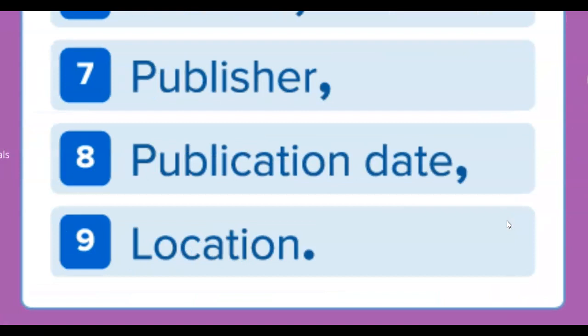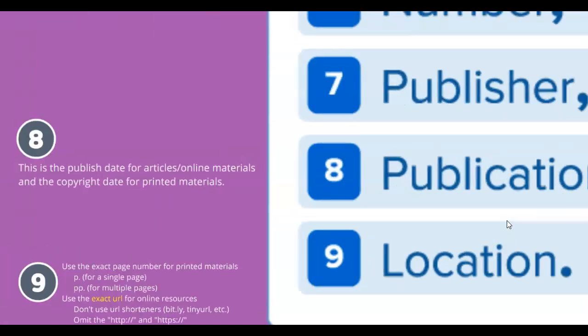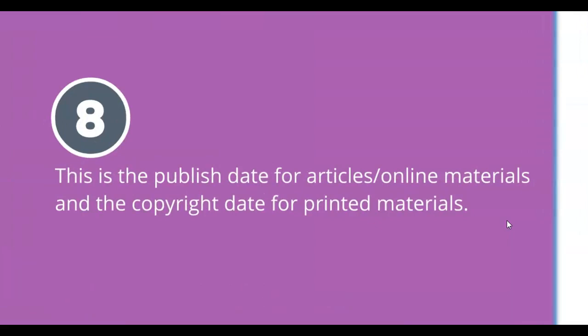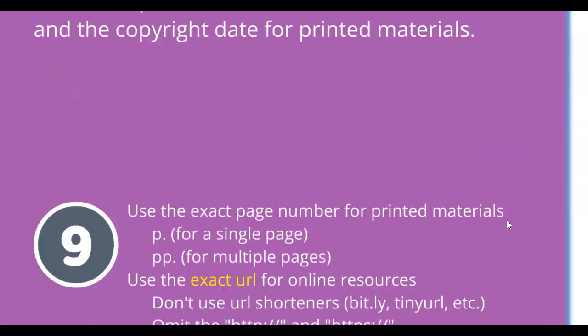Number 8, publication date. This is very important. This is the published date for articles and online materials and the copyright date for printed materials. You should be able to find the copyright for a book in the very front, on the back of the title page. Also on albums, you want to make sure you look at the date. YouTube, Netflix, you need to check out the date on those because it does matter when it was copyrighted. It helps with your writing and your presentation.